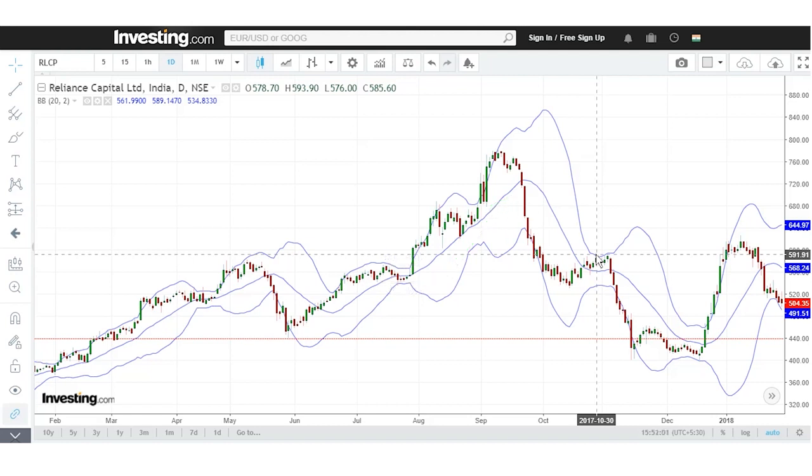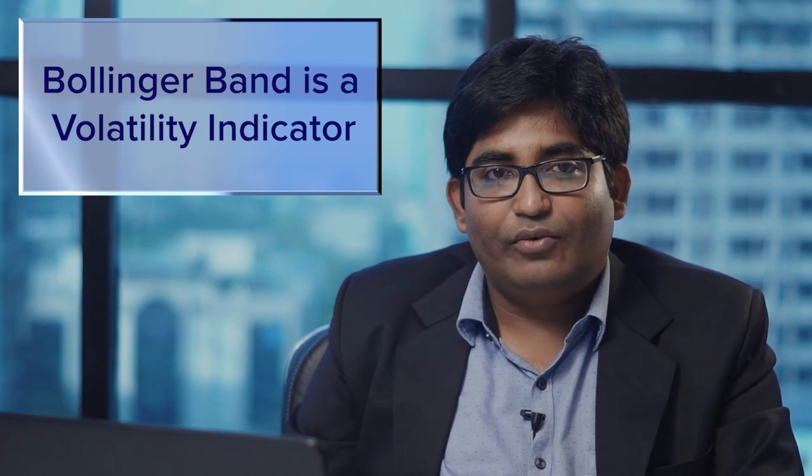So this is another important way to use the Bollinger Band. Now, Bollinger Band is a volatility indicator. We have seen 4 patterns in which we can use the Bollinger Band. First is the M top, then W bottom, then the squeeze and then the pinch.